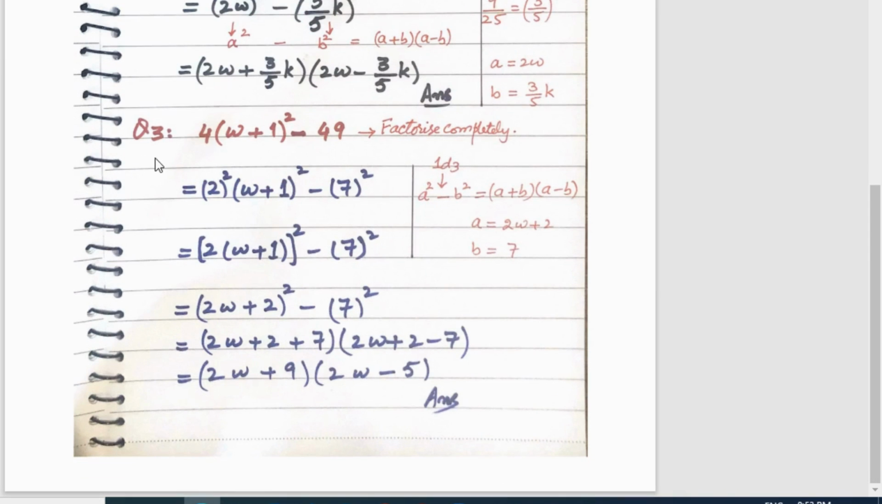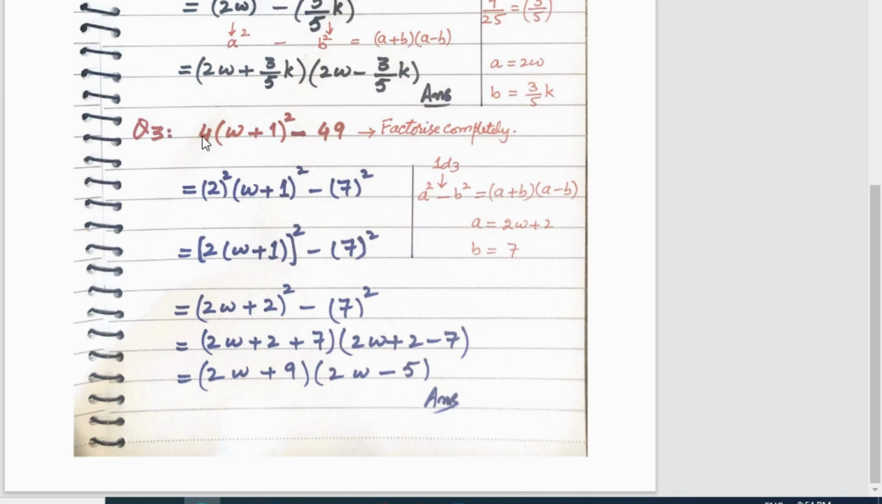Now question number 3. 4 into (w plus 1) whole square minus 49. A bit long form, but doesn't matter. Factorize completely and using identities. The same instruction is with the question. We will use appropriate identity to solve this question, right?